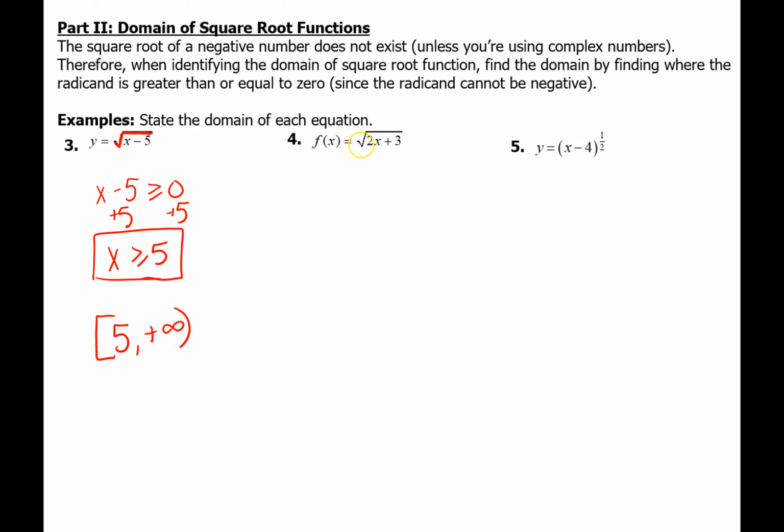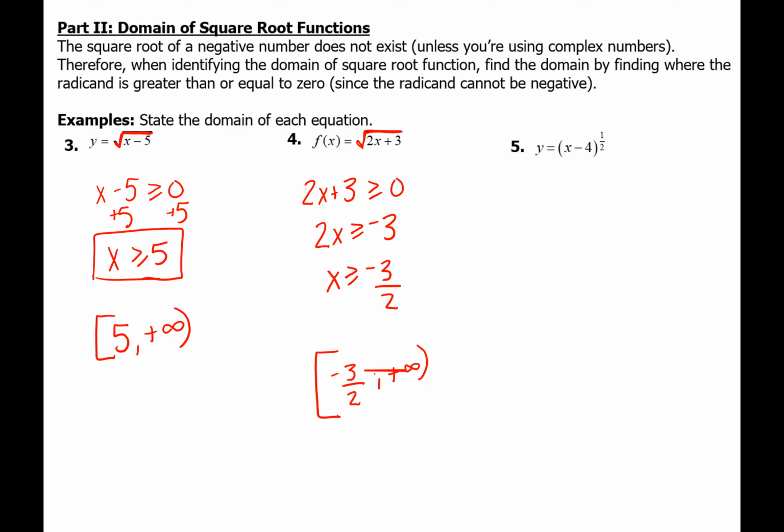Let's look at another one. We have a square root, so we can use the same thing. The 2x plus 3 radicand has to be greater than or equal to 0. So if we subtract 3 first, and then we divide by 2, we know that our domain has to be x greater than or equal to negative 3/2. So negative 3/2 all the way to positive infinity is our domain. And you can write these in either format. All right, this last one has a rational exponent.